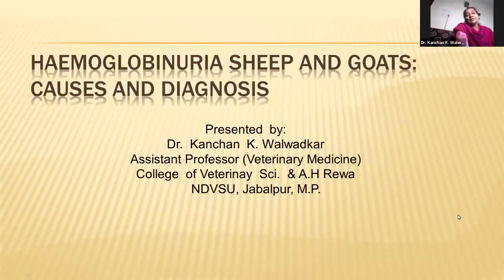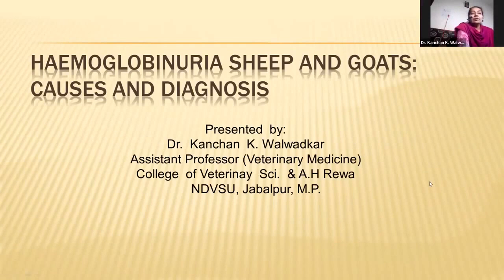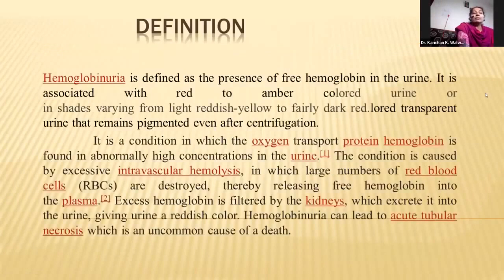All that is red urine is not hemoglobinuria. On the basis of pathology, on the basis of the color and other things, we can discriminate between hemoglobinuria, hematuria, and myoglobinuria. Hemoglobinuria can be defined as presence of free hemoglobin in the urine. It is as simple as that.